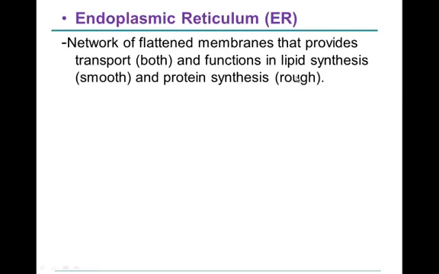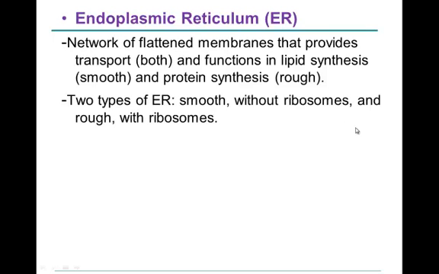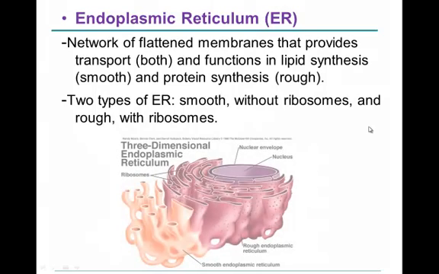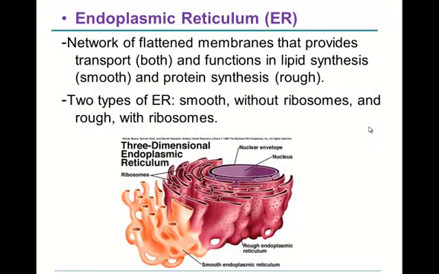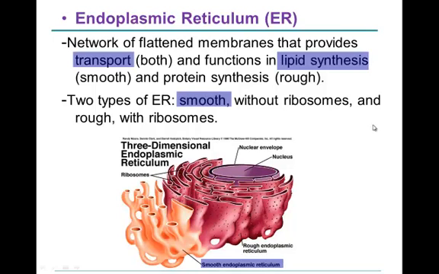Now, this is a very kind of confusing thing, so I've tried to make it a little clear. Let's see how we do. There are two types of endoplasmic reticulum: smooth, that lacks ribosomes, and rough, that has ribosomes. So we have smooth ER and rough ER. Let's look at a picture and see if we can further understand this. You're going to have to concentrate and review this a little bit.